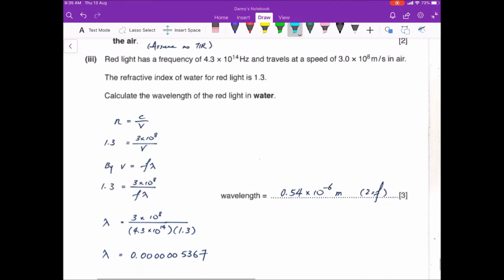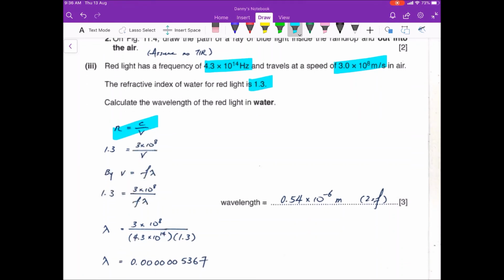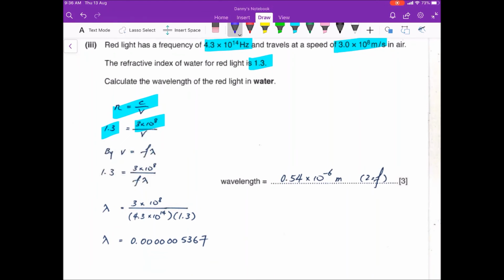Okay, after that it is a calculation kind of question. You are given the frequency, you are given the speed, or in SI units, you are given the refractive index. So just use your formula, n equals c over v, and substitute in the value, n is 1.5. Once you do this, you will be able to find v. Down here, I expand it into my wave formula. So v becomes f lambda, and then I substitute in this.